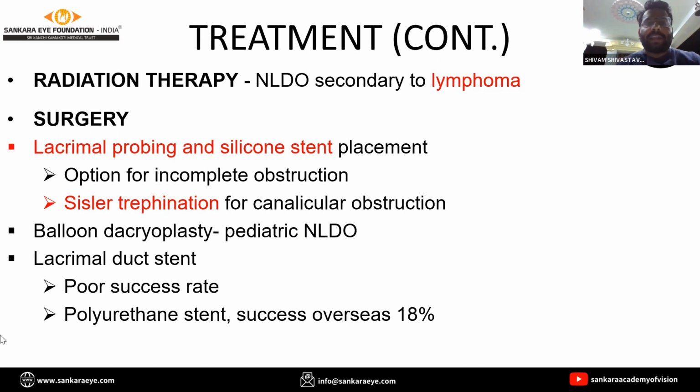And if there is complete canalicular obstruction, cystodefinition is a technique that is done. Balloon dacryoplasty, as discussed in the previous presentation, is common in pediatric NLD obstruction because it does not cause so much pain and discomfort. Lacrimal duct stent, because of the decreased success rate, is not commonly done. Polyurethane stent success overall is 18% only.